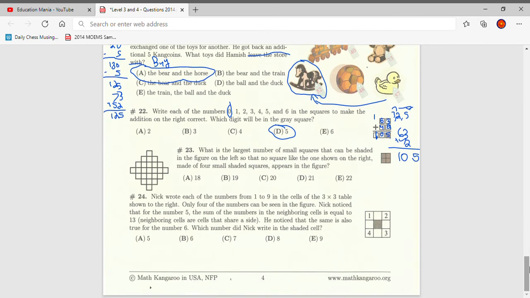Number 23. What is the largest number of small squares that can be shaded in the figure on the left so that no squares like the one shown to the right, made of 4 small shaded squares, appears in the figure? So the challenging area will be these 5. So you have a choice. To get the most, you can either not shade in the middle or you can not shade in the 4 here. I think not shading in the middle would not do anything because the side ones are all connected. So I think we would have to not shade in this one.